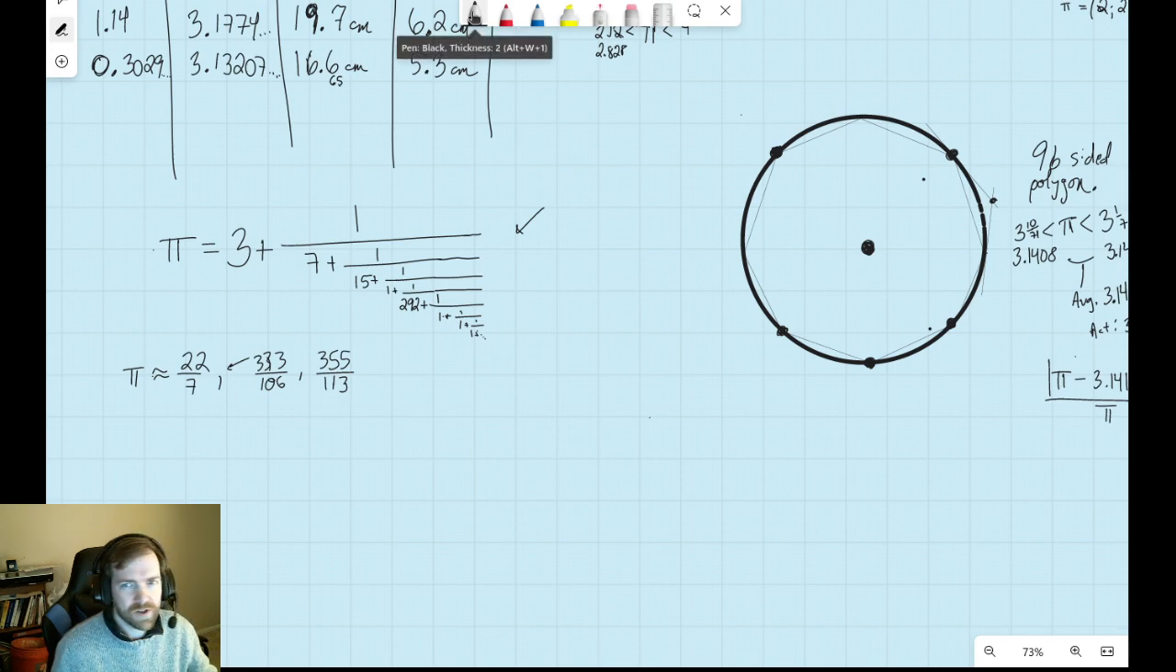Yeah, there's a whole bunch of fractions that people have used to approximate pi. I got one here that is 9 digits long. 9? Yeah. So 245,850,922 divided by 78,256,779.